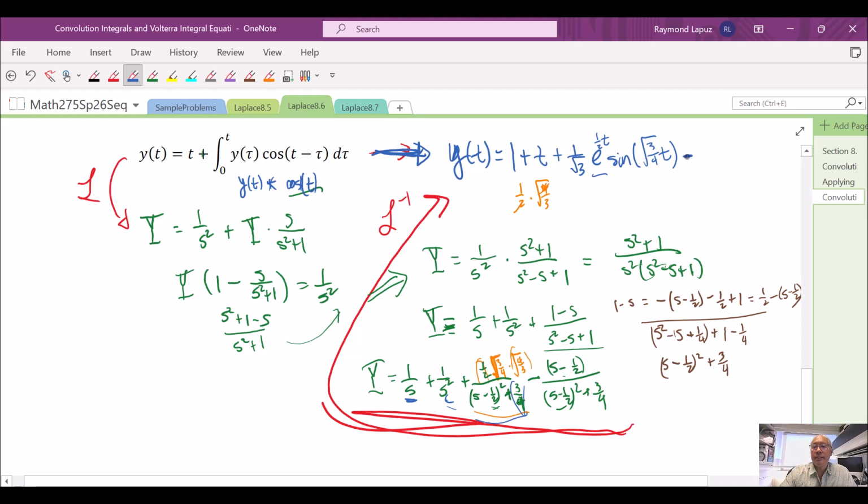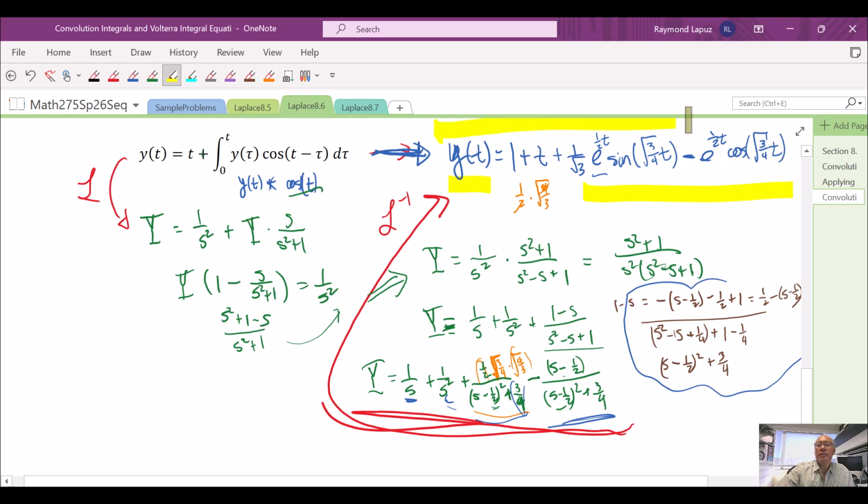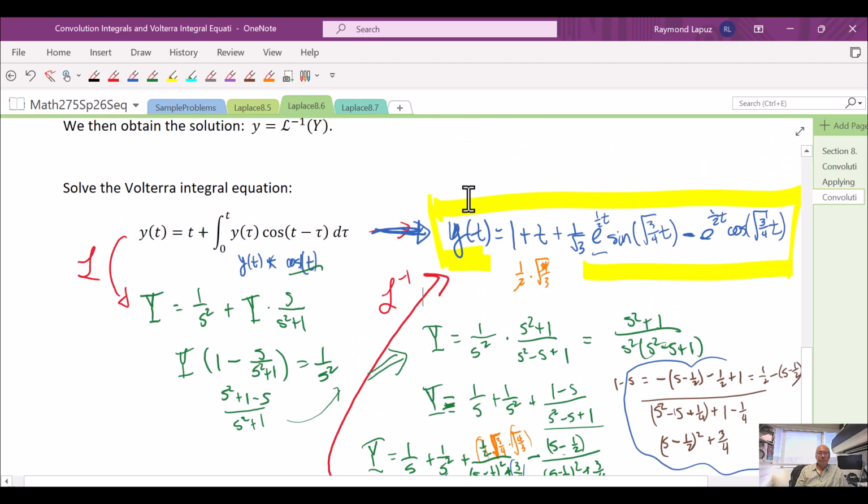And this happens to be the easier one. After we did the hard work over here, this is just the negative. There's no other constants. And so that's just e to the 1/2 t cosine of the square root of 3 over 4 t. All right, that is our result. And that is our solution to our Volterra integral equation.